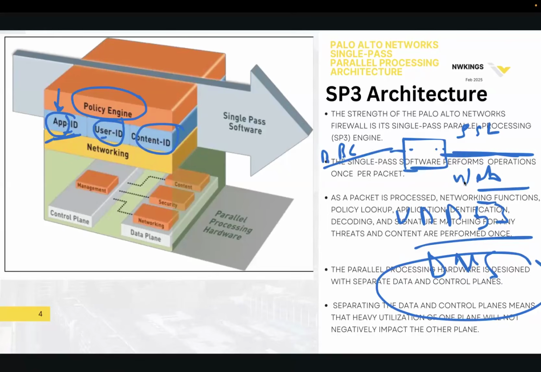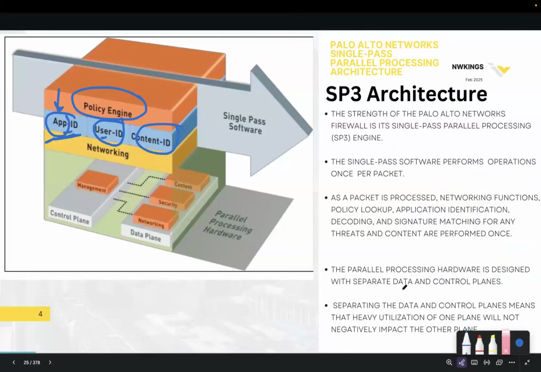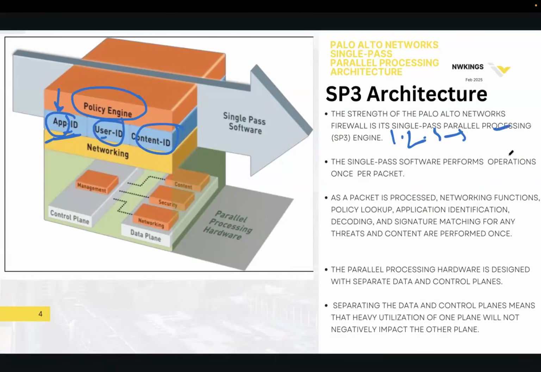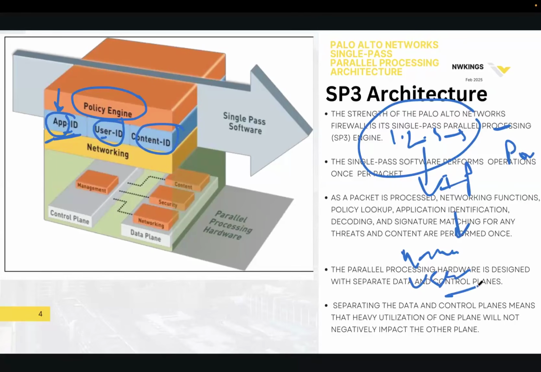User ID means mostly we write a configuration or a security policy in terms of IP addressing, like one IP address, a different IP address, and then the port number. What if instead of source IP, you write a name or a user ID, like your employee ID number? That we call a user ID. Content ID is very useful to detect malware and all. That is done by the content ID.